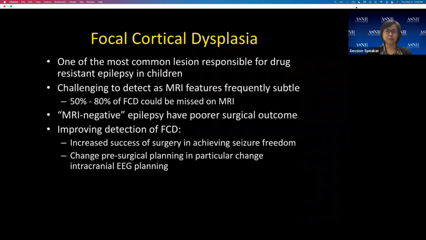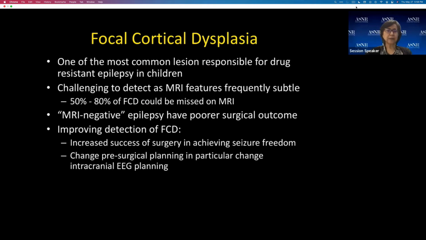Most common lesion responsible for drug-resistant epilepsy in children. It is also one of the most challenging lesions to detect as the MRI features are frequently subtle. So why is it important to detect focal cortical dysplasia?